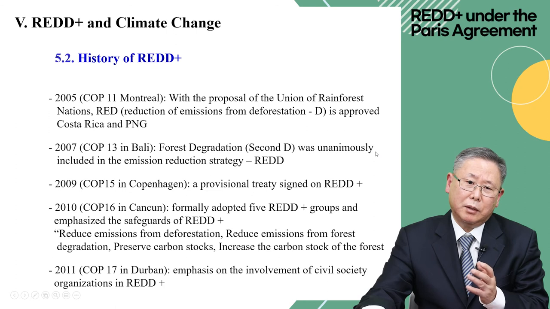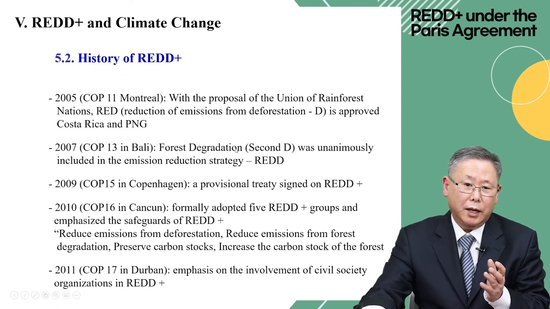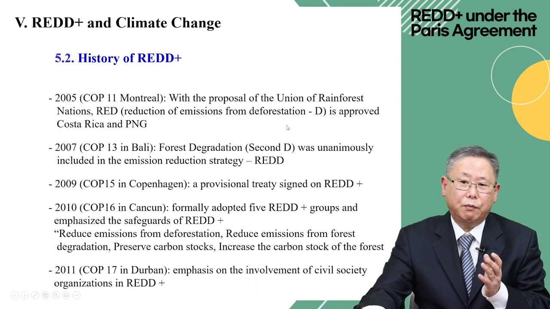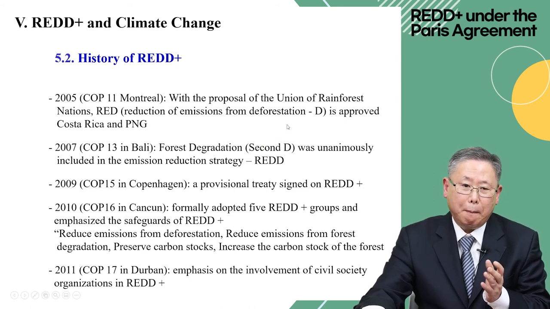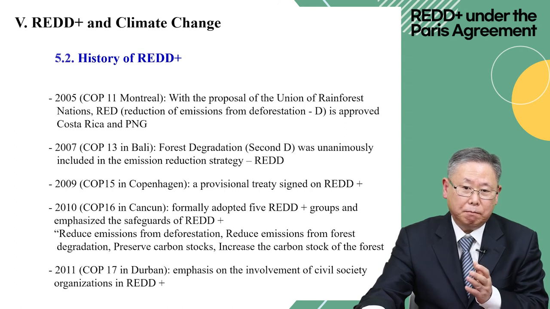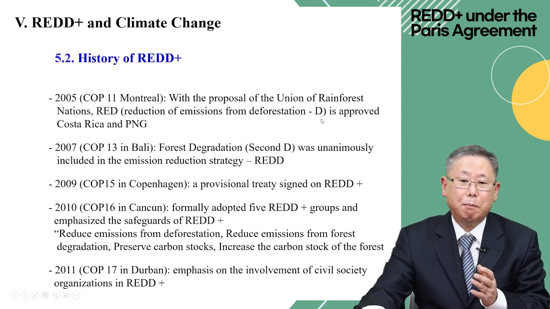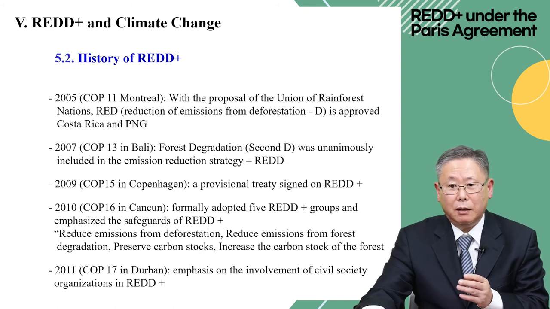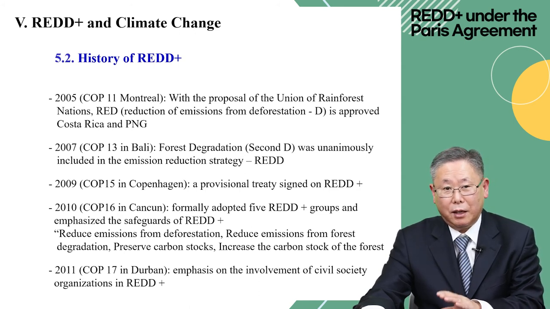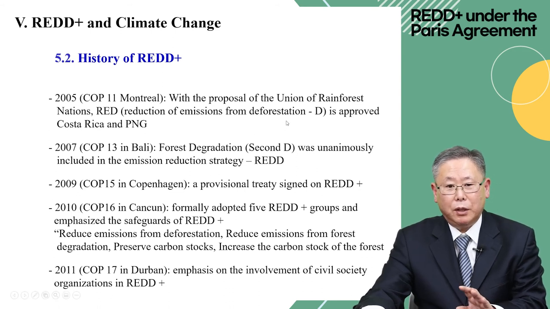So let's look at history. In 2005, at COP11 in Montreal, the proposal of the Coalition for Rainforest Nations on REDD, reduction of emissions from deforestation, was approved, proposed by Costa Rica and Papua New Guinea. In 2007, at COP13 in Bali, forest degradation was unanimously included in the emission reduction strategy, so it changed into REDD, with the second D. And in 2009, at COP15 in Copenhagen, a provisional treaty was signed on REDD plus.